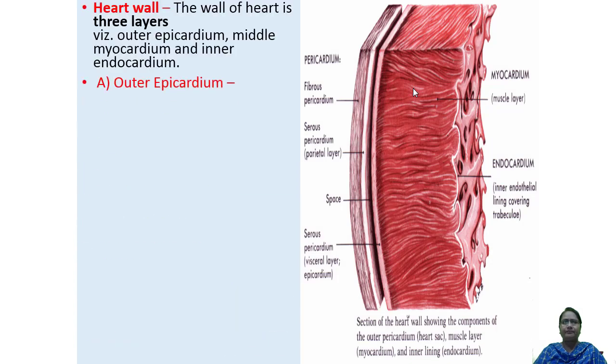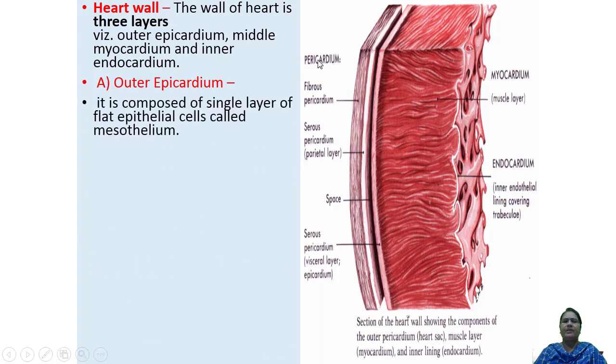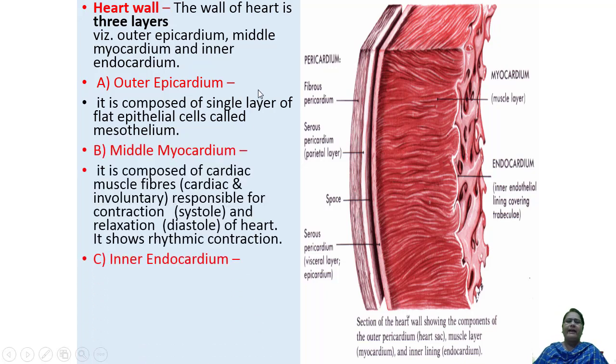The next, heart wall. The wall of the heart is of 3 layers: outer epicardium, middle myocardium, and inner endocardium. Now we shall see the first one, that is the outer epicardium. Now in this figure you can see this. Epicardium means, you can see here, pericardium. Then it is composed of a single layer of flat epithelial cells called the mesothelium.